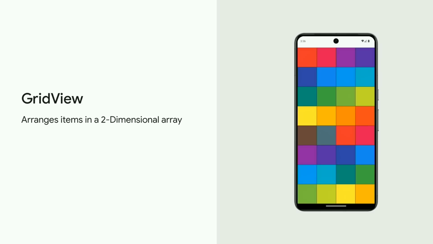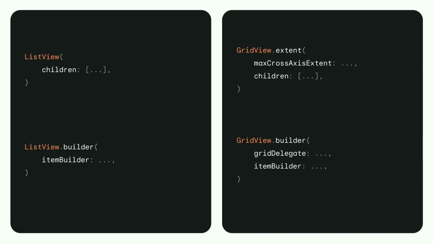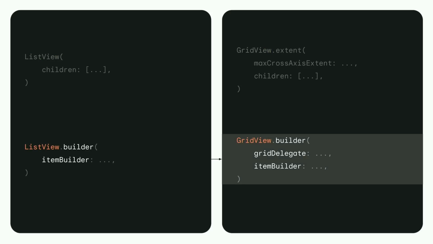The GridView widget is very similar to list view, but instead of only showing a list of widgets arranged linearly, it can arrange the widgets in a two-dimensional array. GridView also has constructors that are similar to list views, which makes porting it easy. ListView's default constructor maps to gridview.extent, and listview.builder maps to gridview.builder. GridView has some additional constructors too for more custom layouts. If you're interested in finding out more, please check out the GridView page on api.flutter.dev.